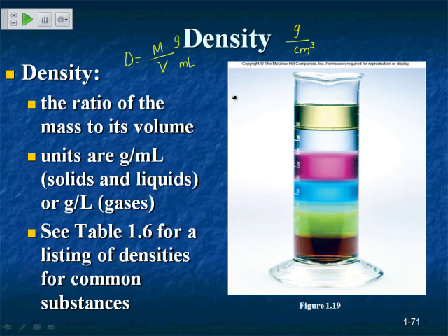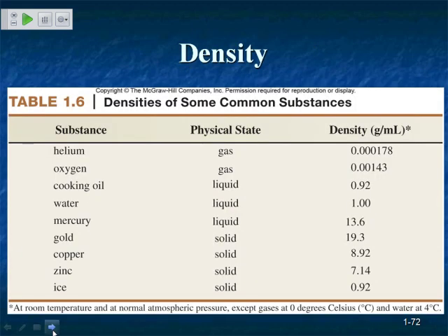For gases, it's usually grams per liter because gases occupy such a large volume. If you take the amount of a gas in milliliters, it would be very small. So to make the quantity really a number which we can work with, we usually take grams per liters in terms of gases. So see table 1.6 for a listing of densities of some common substances. So this table is from your book. Here are some things which are given, and their physical states and density. So you can look at the helium, oxygen, both are gases. Here the density is given in grams per ml unit. So you can see how small the numbers are, right?